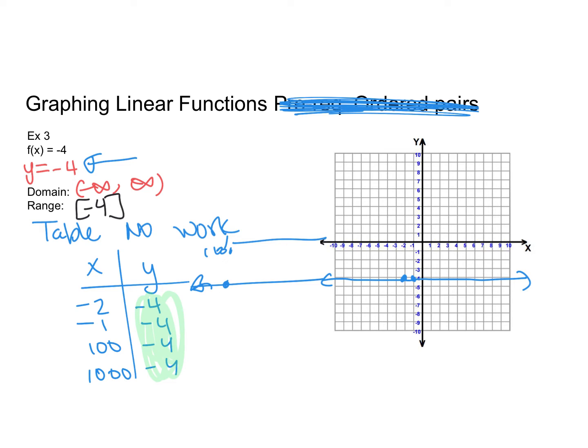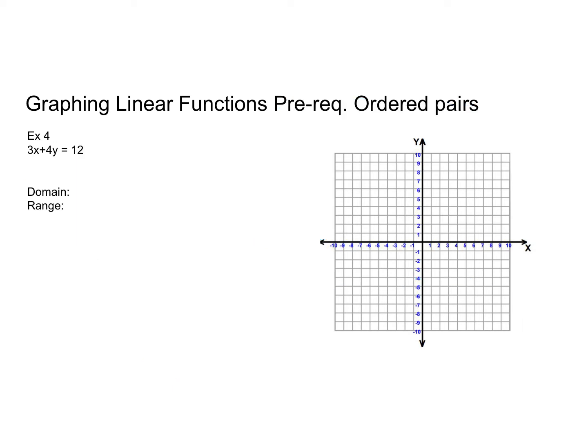Okay, so let's go ahead and move into a more difficult question, which is example 4, 3x plus 4y is equal to 12. We're also going to be giving the domain and range, but we're mainly trying to graph this. We're going to make a table like we've been doing.